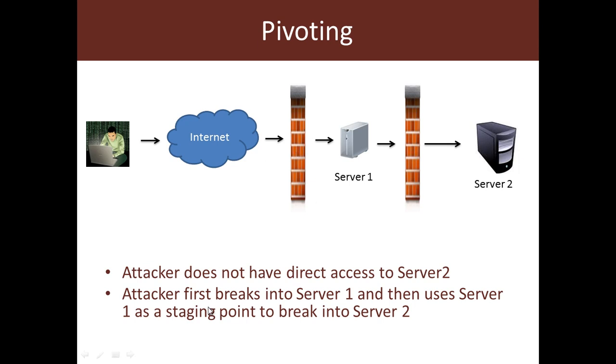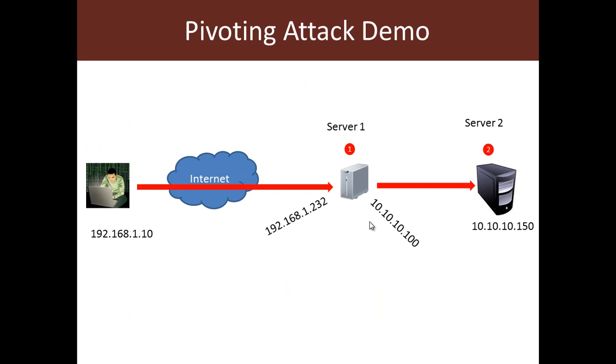So how does pivoting actually work? The attacker first compromises server 1, to which he has direct access, that is IP level connectivity. Once he breaks into server 1, he uses server 1 as a staging point for further attack into the network and then breaks into server 2, right? So think of pivoting as a technique using which an attacker can break into machines much deeper into the network, to which he might not have direct access from where he is stationed currently.